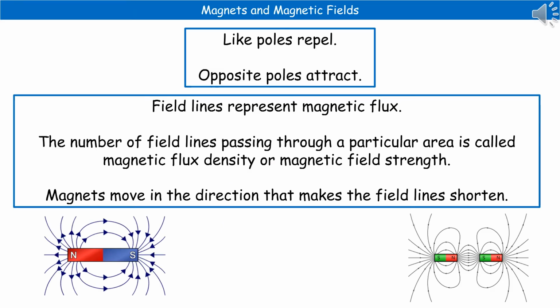Today's physics prep, we're going to be looking at magnetism. First fact, like poles repel, opposite poles attract. Now, when we're looking at these diagrams, then we will draw these field lines, and they represent magnetic flux. So the number of field lines passing through a particular area is called the magnetic flux density or magnetic field strength. Remember that magnets will move in the direction that makes the field lines shorten.